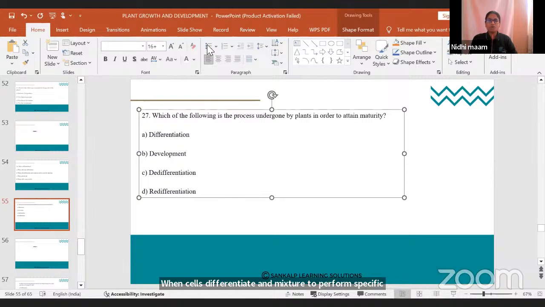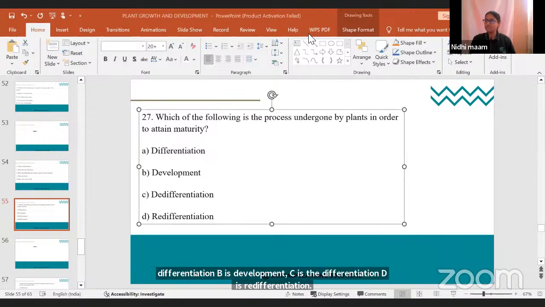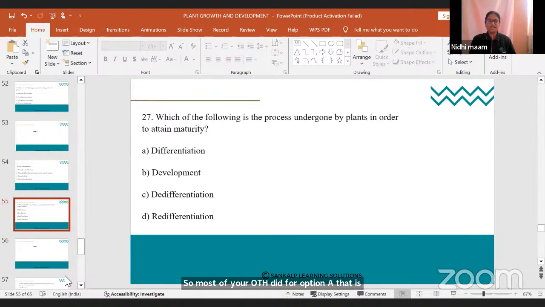Next question. Which of the following is the process undergone by plants to attain maturity? A is differentiation, B is development, C is de-differentiation, D is re-differentiation. Impana, Sharat, Shweta, Jyoti, Varun, Bhima Bai Ambedkar, Aishwarya KM, Sangamesh Nellur answered it. Good. Bhavana answered it. Madan answered it. So most of you voted it for option A, that is differentiation. So exactly option A is the right answer.